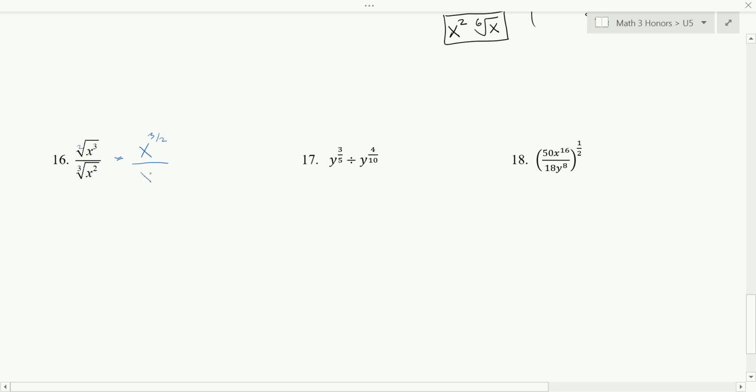And then over x to the 2/3. When you're dividing and you have the same base, what do you do with the exponents? Subtract. So this is going to be equivalent to x to the 3/2 minus 2/3. And then you work from there, get a common denominator, which would be 6. So 9 over 6 minus 4 over 6, which is x to the 5 over 6. If you put that in root form, that would be the 6th root of x to the 5th.